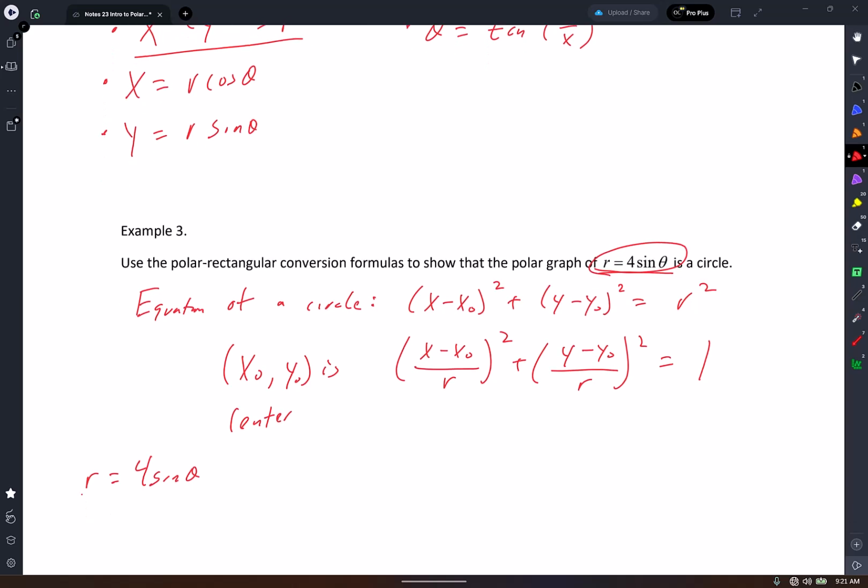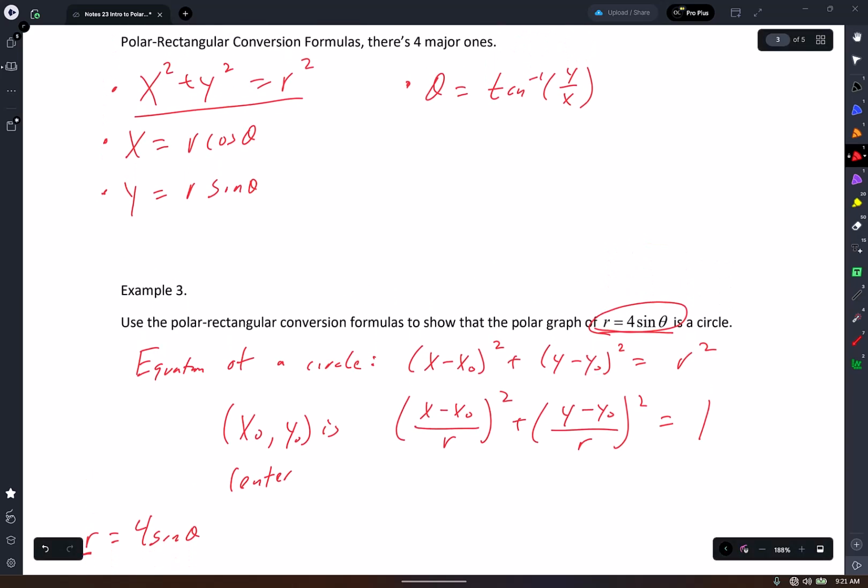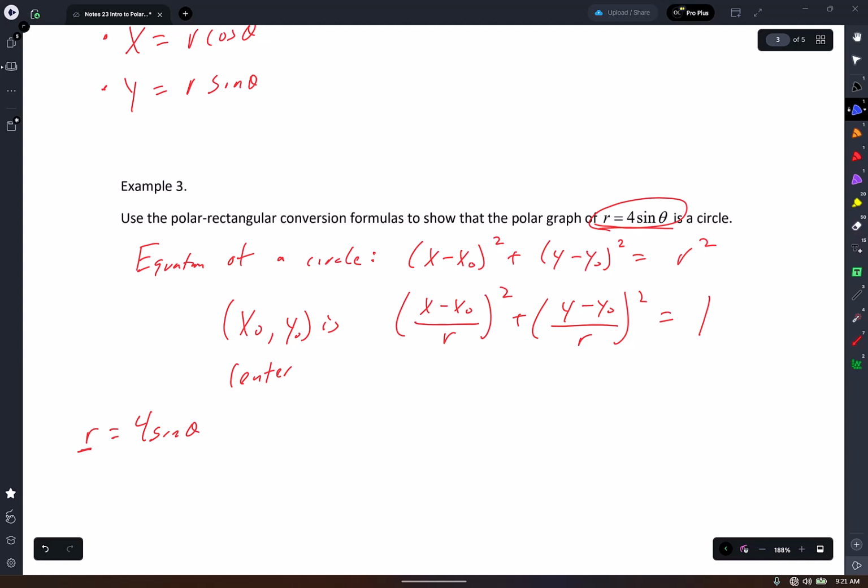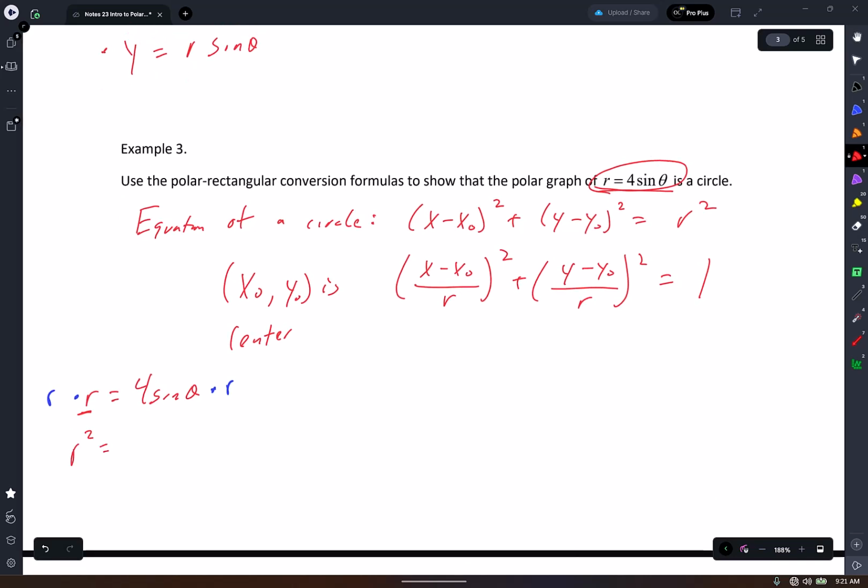So I see an r on the left-hand side, and I see 4 sine theta. All it takes is just a little bit of experience. Once you have a little bit of experience, you're going to start rolling really fast. So I'm going to multiply both sides by r. Why are you doing that? When I multiply both sides by r, I get r squared equals 4r sine theta. So catch up to here.